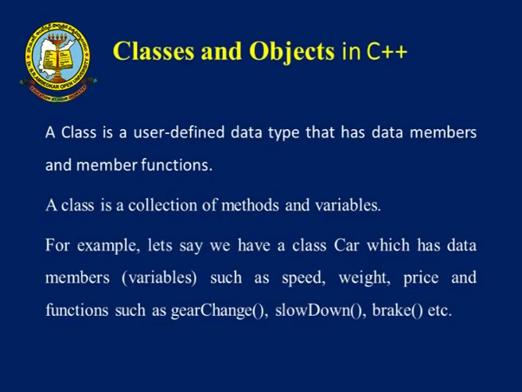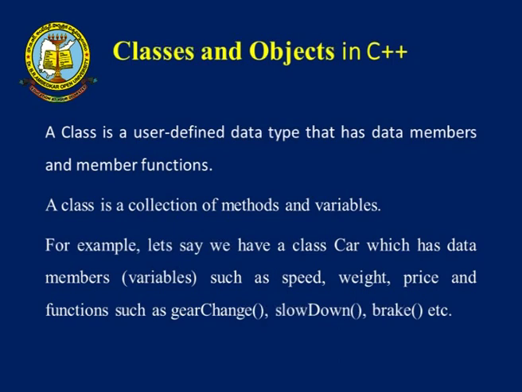First, the definition of the class. A class is a user defined data type in the C++ programming language. In the basic classes I think you already learnt about data types: predefined, user defined, derived data types. Among those, class is a user defined data type. It is the collection of member variables and member functions.